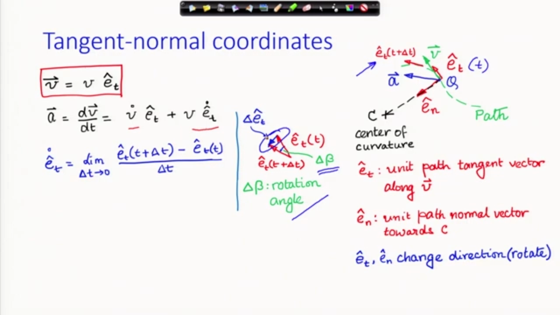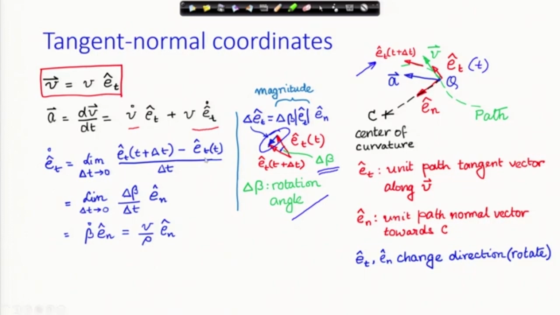This is in the direction of E n. Therefore, I can write this small change in E t vector, delta E t cap, as angle times the magnitude, and the direction is E n cap. Now, the magnitude of E t cap is 1 of course, and the angle is delta beta. So, therefore, it is delta beta times E n cap.